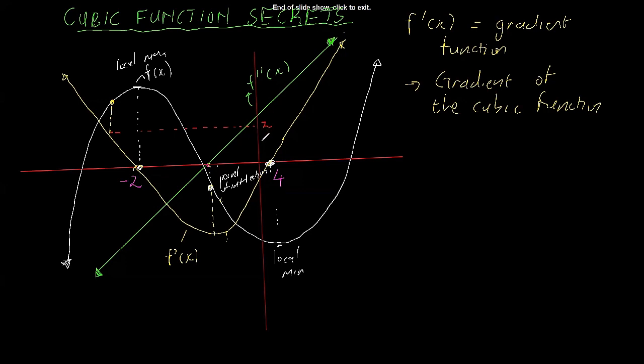Then let's say I'm interested in finding the gradient at the local minimum and the local maximum point. So what do I do? I simply draw a straight line from that local minimum, and draw it up until it hits the parabola function, which is your derivative function.